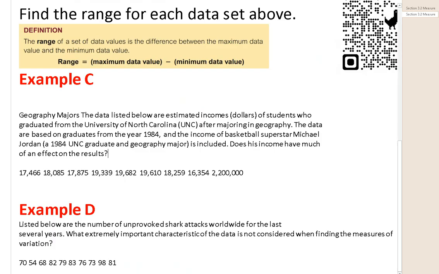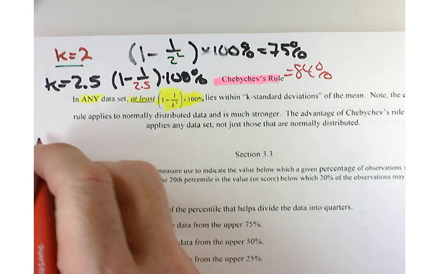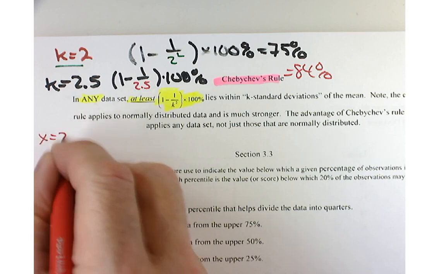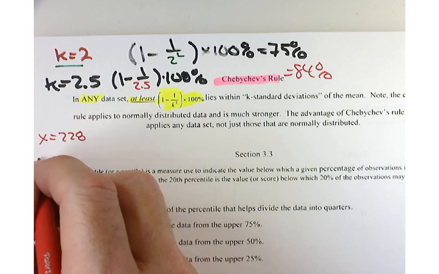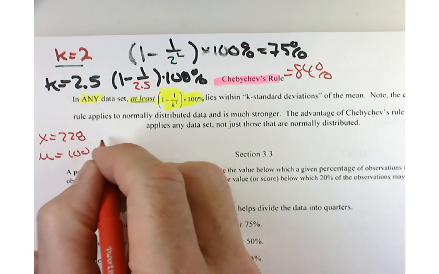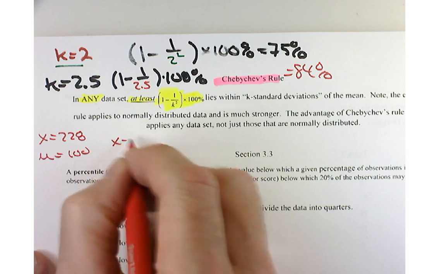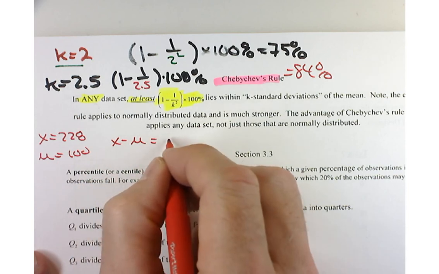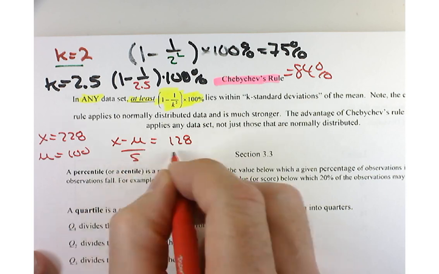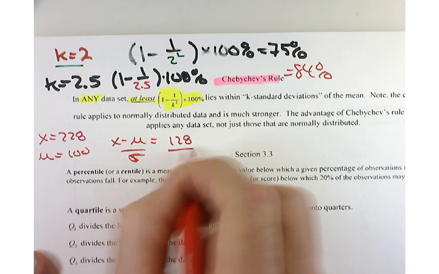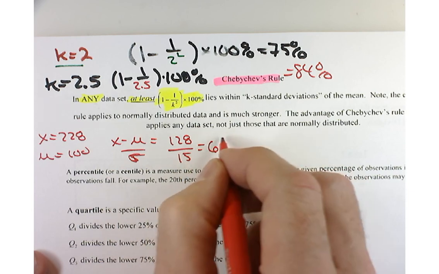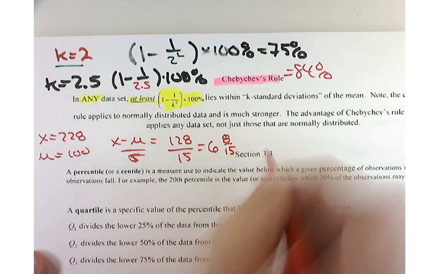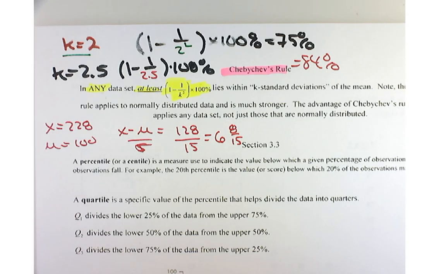So, wrong one. Here we go. Come on, last chance. There we go. So if X was 228 and the mean was 100, then the difference between these two, X minus the mean, would be 128. And then if I divide by the standard deviation, divide by 15, that's going to give me 6 and 8 over 15. Let's call it 6.5. I know 8/15 is a little bit more than 6.5, but we'll call it 6.5.